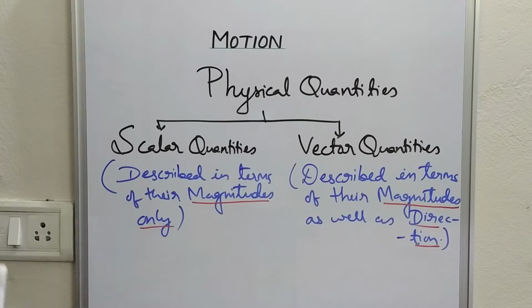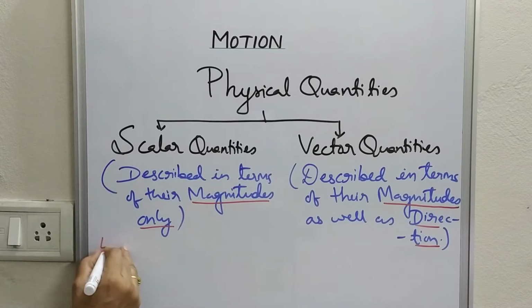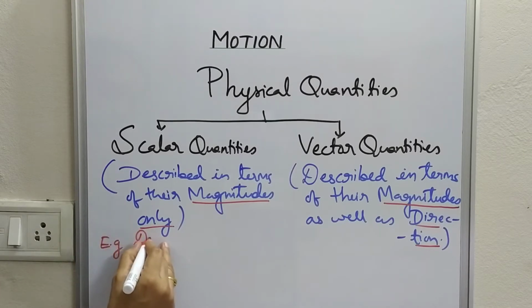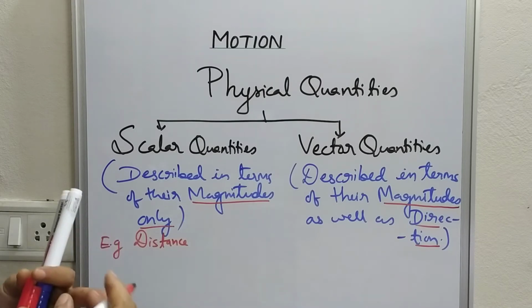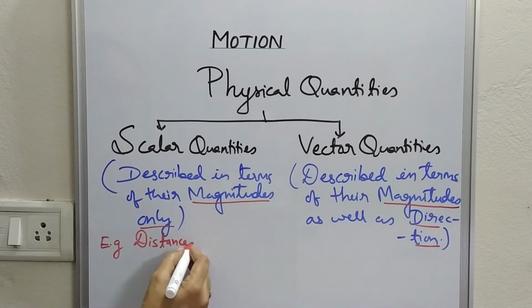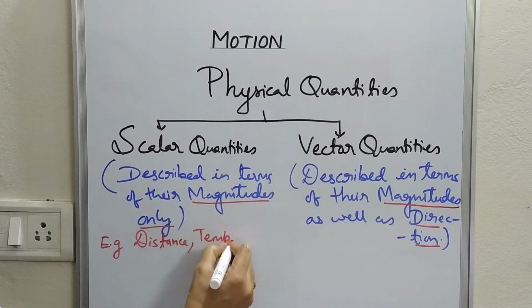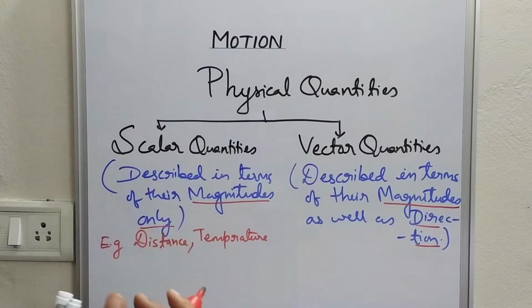Scalar quantities are those physical quantities which can be scaled. That means they can be measured using a proper scale of measurement. For example, distance is a scalar quantity. We only measure distance. Distance means the total or actual length of path covered by a body. So distance is scalar. Temperature is scalar. When we talk about temperature, we only talk about the number, this many degrees Celsius or Fahrenheit or Kelvin or Reaumur. So temperature is a scalar quantity.